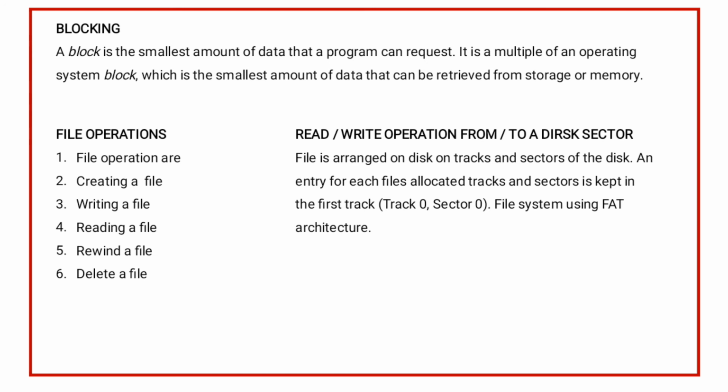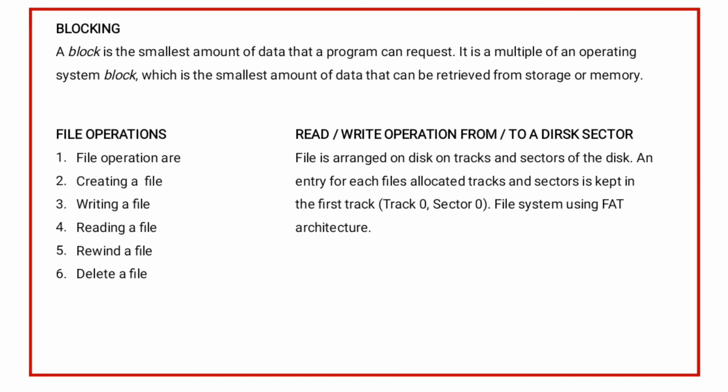Now next is file operations. There are many file operations, and we will discuss a few of them here. These are the basic file operations. The first one is creating a file. To create a file, two steps are necessary. The first step is that space in the file system must be found for the file. And the second step is that an entry for the new file must be made in the directory. The directory entry records the name of the file and its location in the file system.